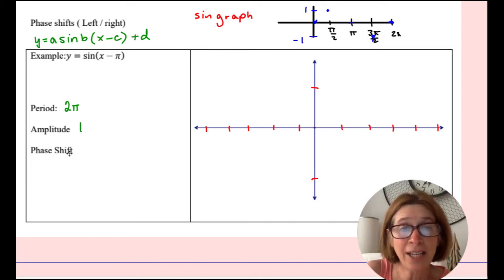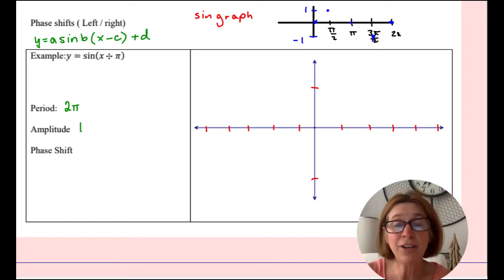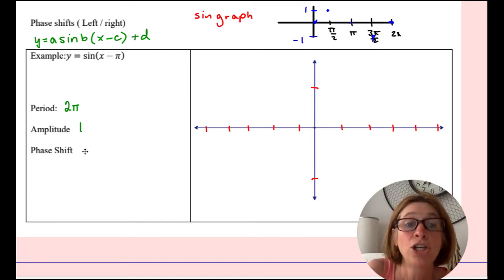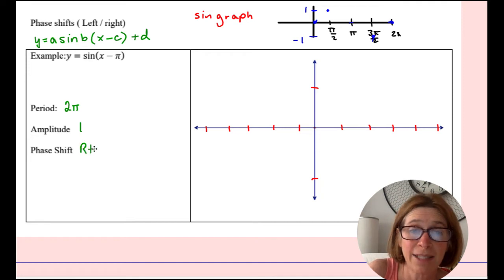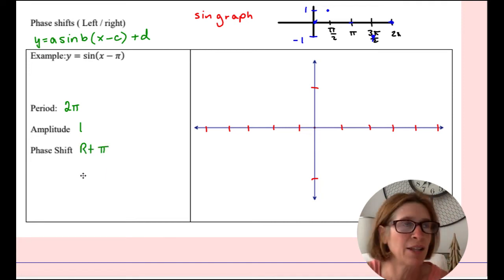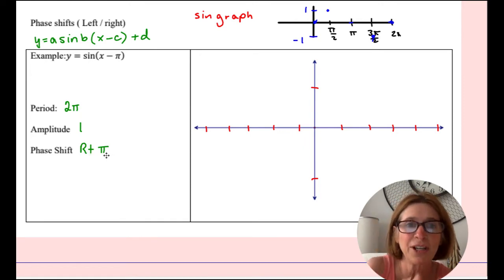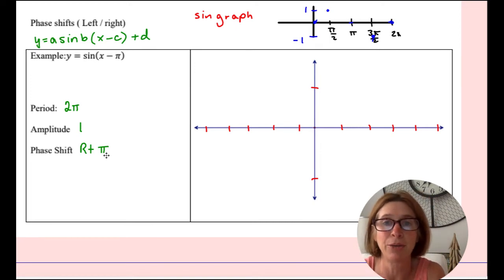All right, but our phase shift is on the inside of the function. Think about what value you'd put in for x to make it 0, because you're moving it left or right along the 0. So this would be right pi. So just like the quadratic, just like the square root, it's really the opposite direction of what you think. It's counterintuitive. So the graph's going to move right pi units. So all the usual points are going to get shifted to the right pi units.